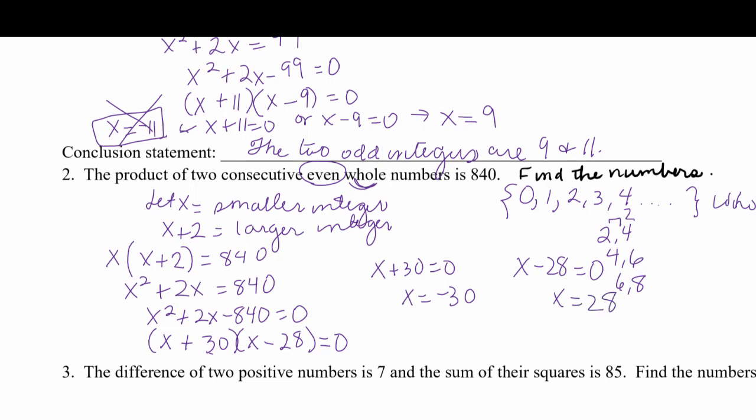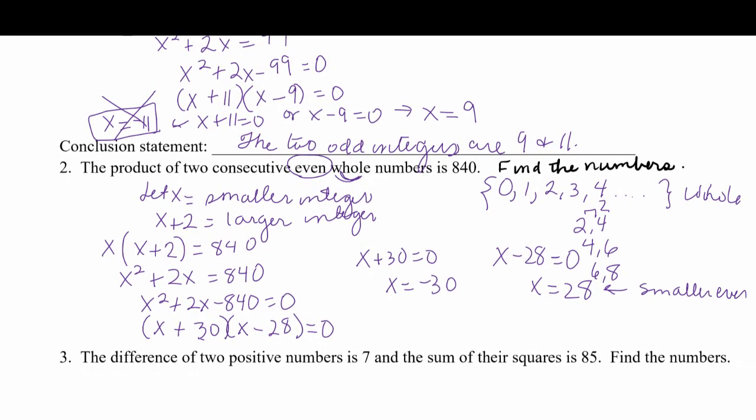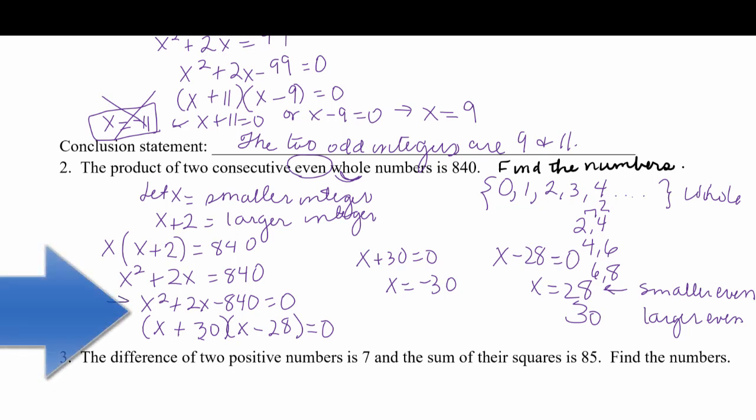And so this is our smaller even integer. So our larger integer, add 2. And that would be 30. So our pair of integers are 28 and 30, and they multiply to 840. By the way, if you couldn't see this factoring easily with the big number, with the 840, then I just want to remind you that you can use the quadratic formula for this quadratic, and you'll get the same answers, 28 and 30. Okay, let's go to number 3.